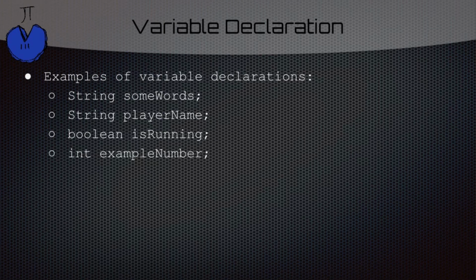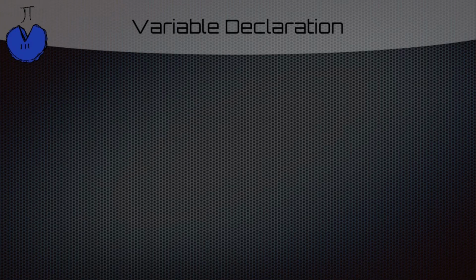We could have an integer named exampleNumber. So an integer is a whole number, and you couldn't put any decimals in it. And then a float named drivePower, and a float is basically a decimal point number. So they can be whole numbers, but this gives you the availability to use decimal points.